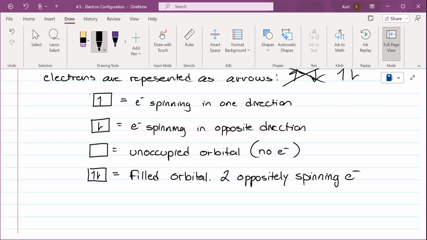I want to make a little asterisk here. I'm not going to write this down, but I will tell you the second one right here, you'll never see that just by itself. In order to have an arrow pointing down, you're going to have an arrow pointing up first. So you'll never have an arrow pointing down by itself. That will never happen. I just want you to see what an oppositely spinning electron will look like.